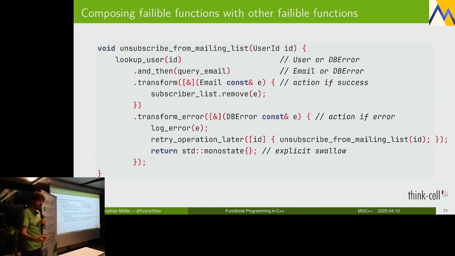And just like with optional, calling and then makes it really obvious: oh, this function can fail. But the transform one can't fail because we're using transform and not and then. And then we handle the error at the end.